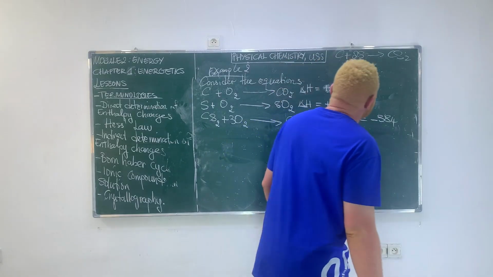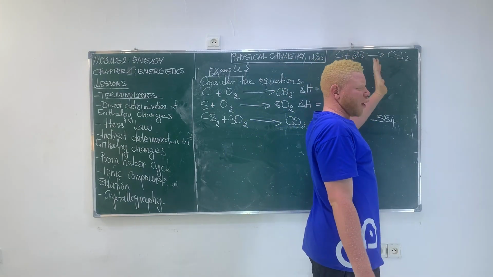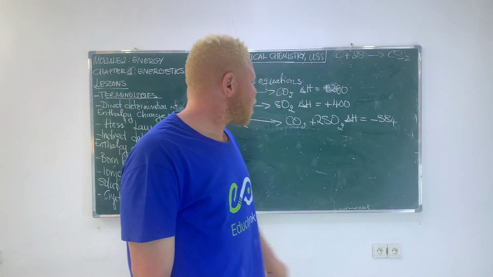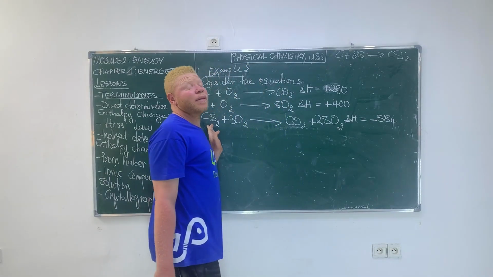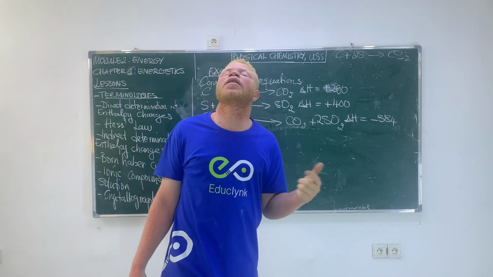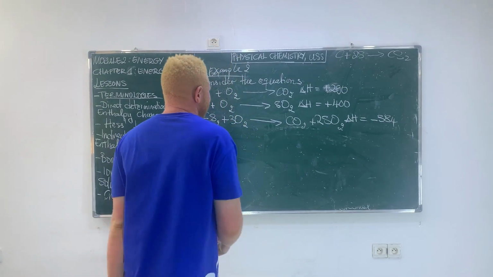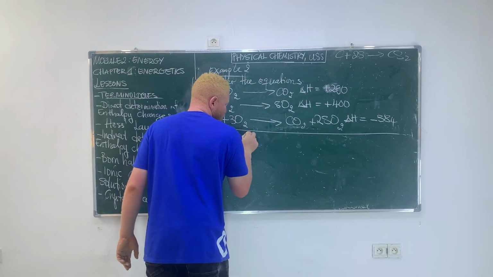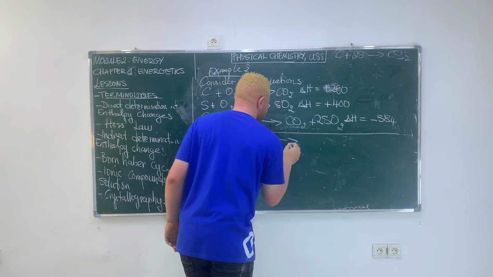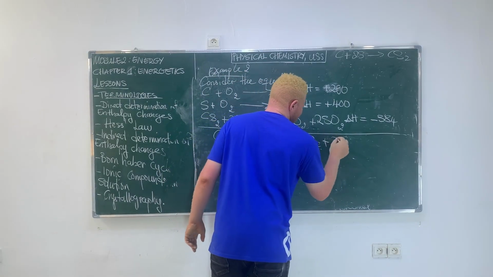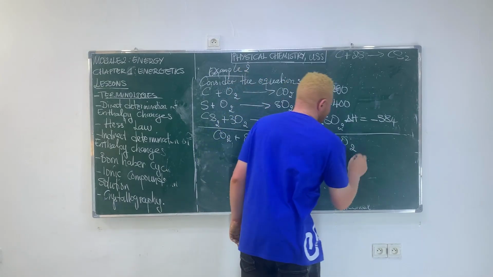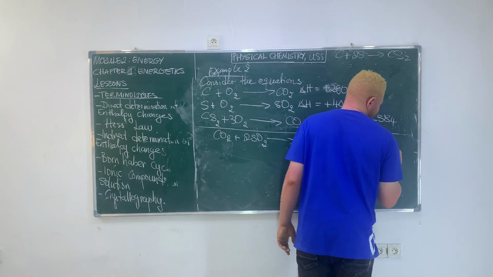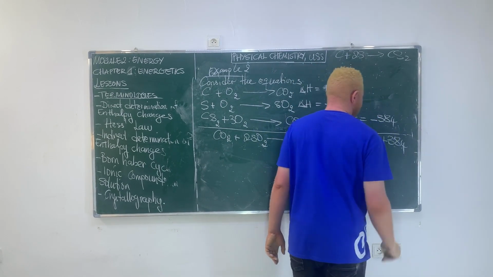I analyze critically, and I see that my CS2 is on the right. When I come here, the CS2 is on the left. So that means I have to reverse the final equation. What am I going to have? I'm going to have CO2 plus 2SO2 giving CS2 plus 3O2. Remember that when I'm reversing, the delta H value changes sign.